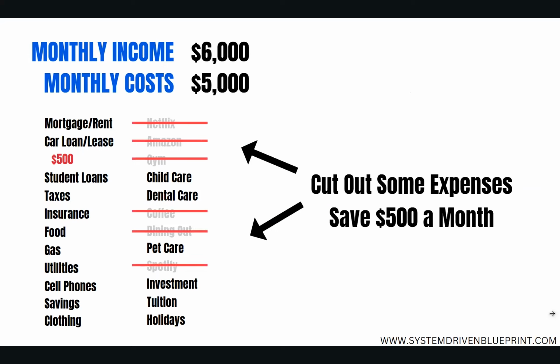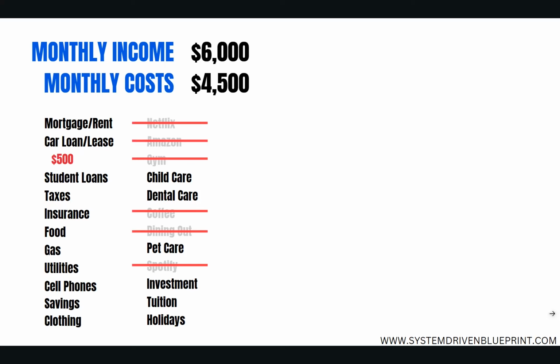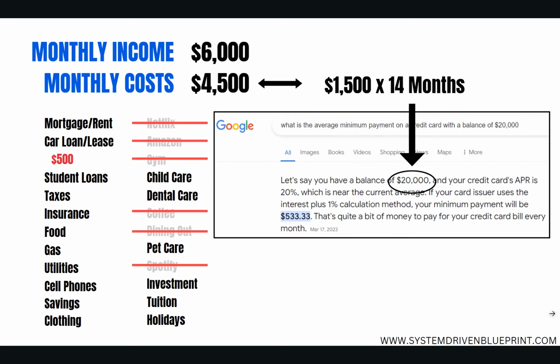Another thing that people do is they cut out some expenses to save $500 a month. Now, you can do that. You can cut out Netflix, Amazon, your gym membership. I mean, these really aren't necessities. You don't have to drink coffee. You don't have to eat out. You don't need things like Spotify. So you could lower your monthly cost by $500. Now your monthly cost would be $4,500. In this situation, you would have a surplus of $1,500. You could pay off that credit card balance in 14 months. That's entirely up to you. For me personally, that's a bit difficult, especially the coffee.